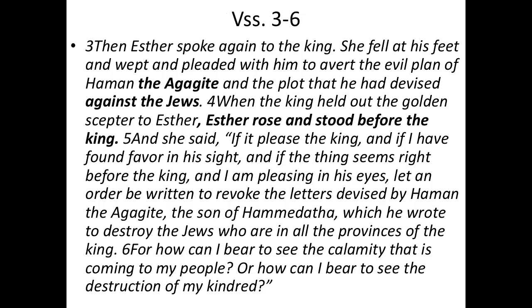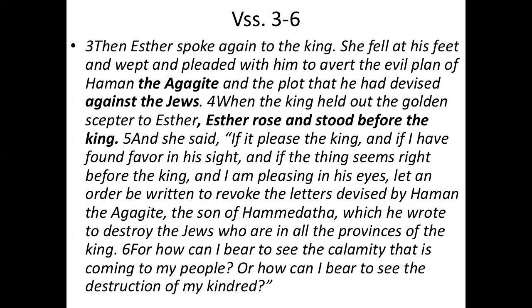Then Esther spoke again to the king. She fell at his feet and wept and pleaded with him to avert the evil plan of Haman the Agagite. They keep on pointing out Haman the Agagite and Mordecai the Jew, and the plot that had been devised against the Jews. When the king held out the golden scepter to Esther, Esther rose and stood before the king. So again, she took that risk of just appearing, but now she's got more clout.